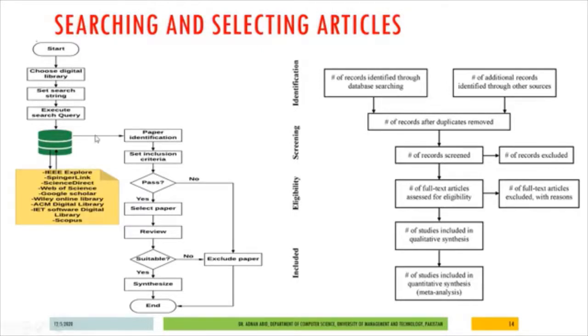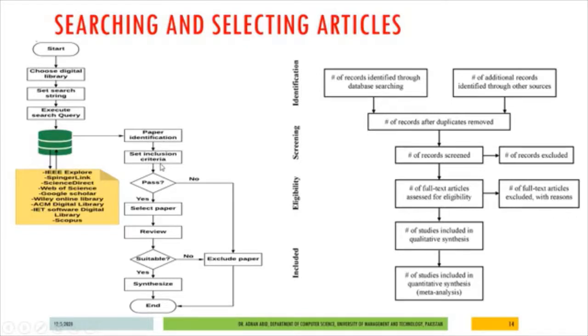So let's go through the diagram on the left first. It's a flowchart of how to find suitable articles. We choose digital libraries, and the set of digital libraries are given here below: IEEE Xplore, Springer, Science Direct, Web of Science, Google Scholar, etc. Then, after selecting those digital libraries, we set up search strings related to the area which we are targeting, and we execute those search queries on all these different portals, and they help us find relevant research articles.